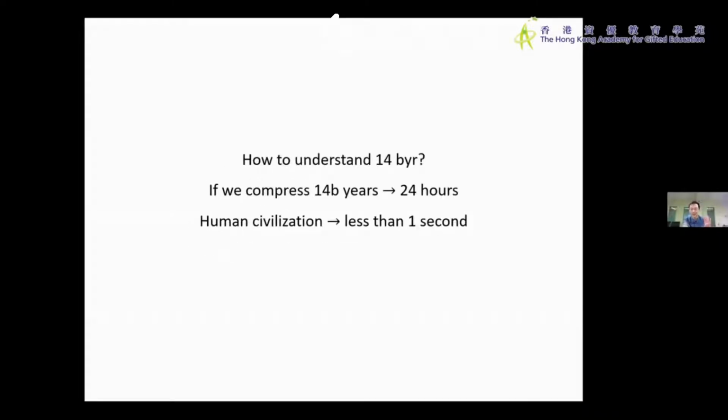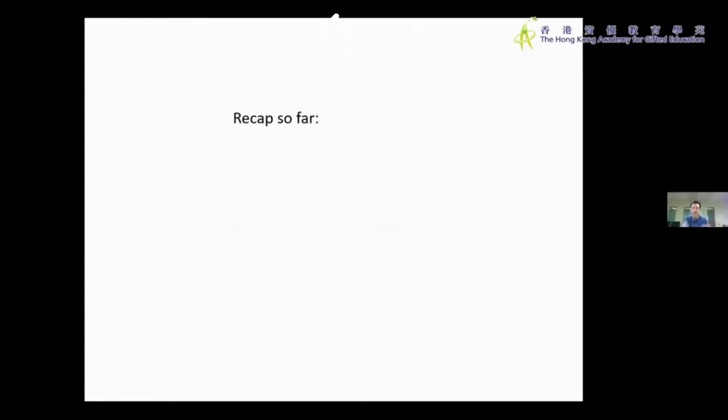And what is 14 billion years? Again, it is an extremely large number. If we compress these 14 billion years into 24 hours, just imagine making a film of 24 hours describing the whole evolution of our universe up to now, the whole of human civilization corresponds to less than 1 second of it. So we are talking about the age of our universe.